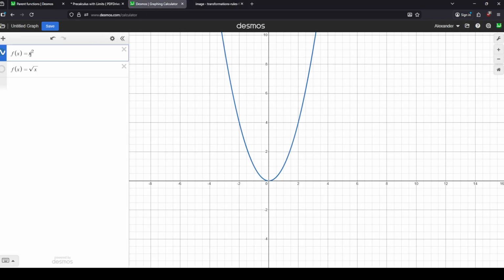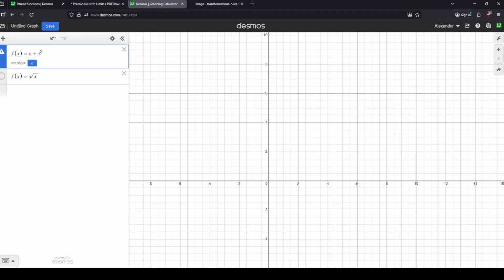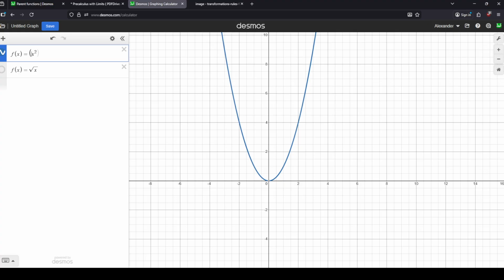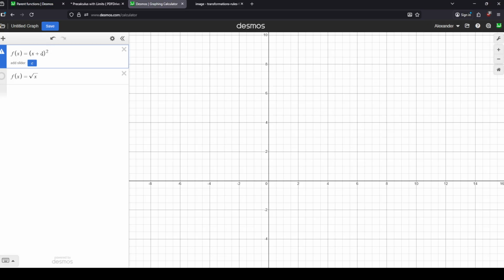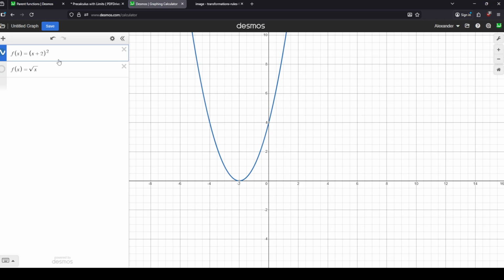Everywhere I see an x, I've got to replace it with x plus c. In Desmos, I have to be careful about this. So what I'm going to do is add a parenthesis to the left and right of x, add a c in that set of parentheses. In this case, I think we said a translation of 2, so yeah, we'll do 2. All right, so this is a horizontal translation. So everywhere I saw an x, I replaced it with x plus c, or in this case, x plus 2.